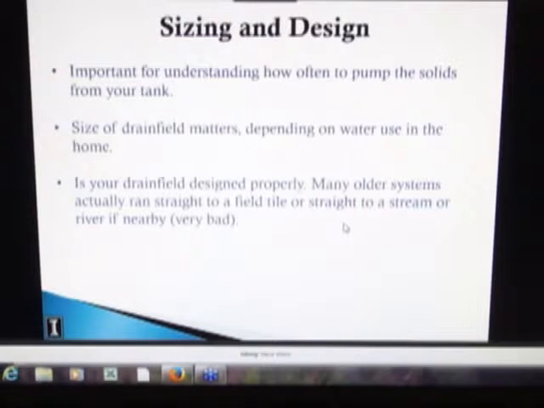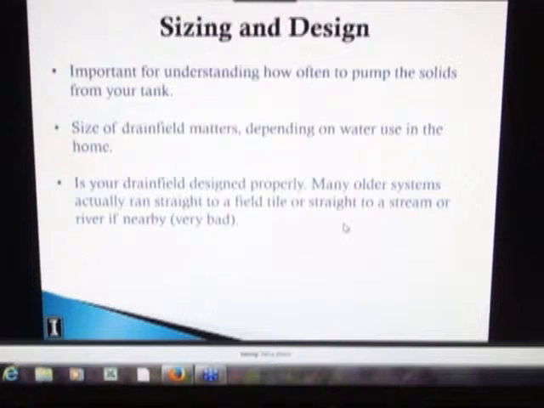So things to deal with or to understand related to sizing and design, really it's about when to pump your solids. Your tank's going to fill up with solids, that's just a fact. And so understanding how much water is running through your system and how much the system's being used and the size of your tank together kind of dictate how often it needs to be pumped.